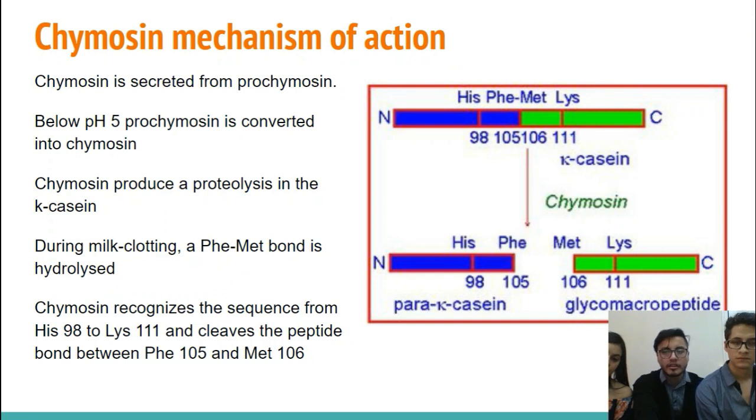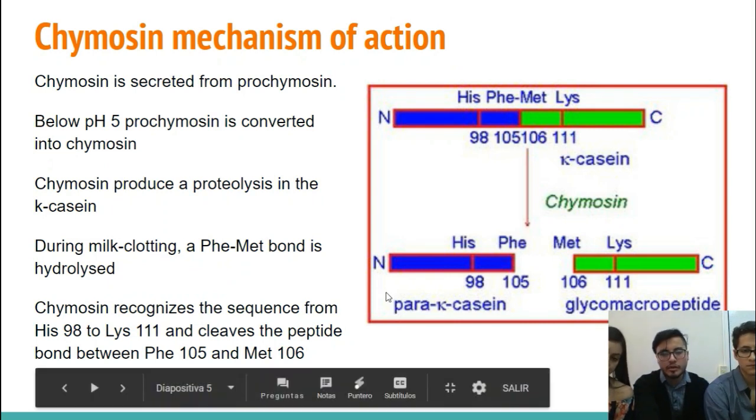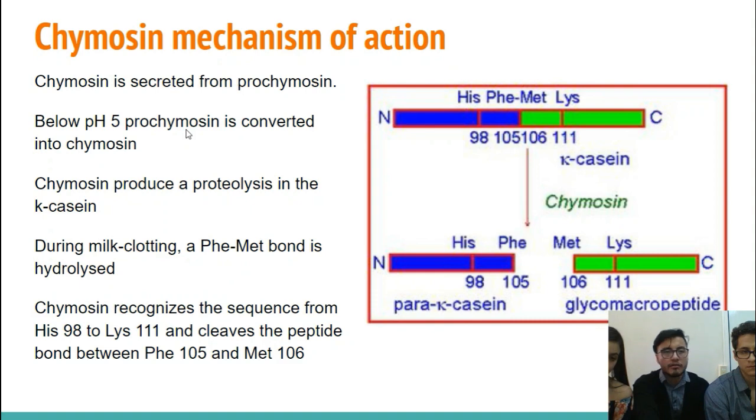so it can join another one, and this complex can join another one, and all the conglomerations of open micelles create the curd that we want. And we have to remember that this curd is only possible if we have a pH below 5 or 5.